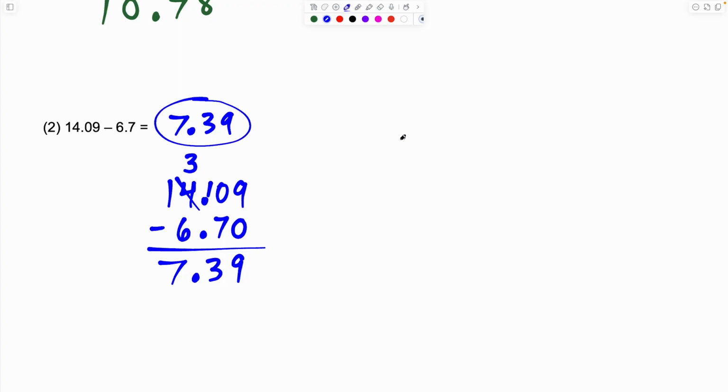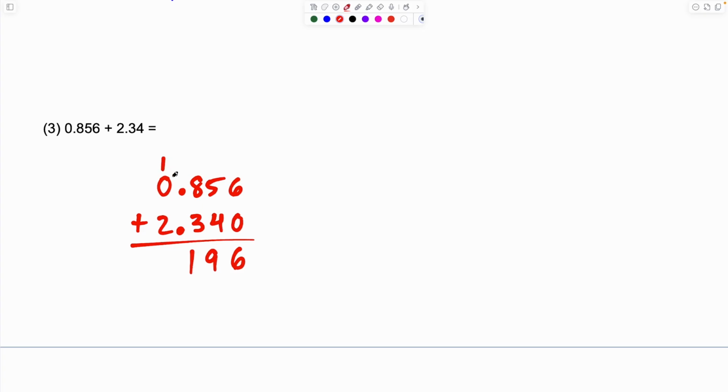Now, one thing I want to point out here, this is a lot like doing 1,409 minus 670. And when you subtract these two numbers, you get 739. So the technique for subtracting here is exactly the same as long subtraction from earlier in your school career. But with the decimals, you just want to make sure the decimal lines up as you're doing this process. So we get 7 and 39/100ths for question 2.